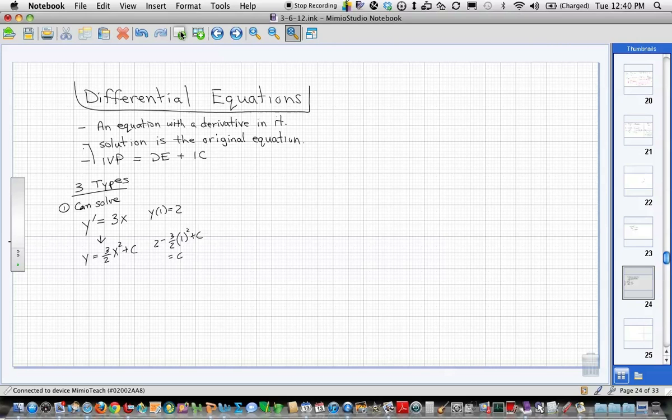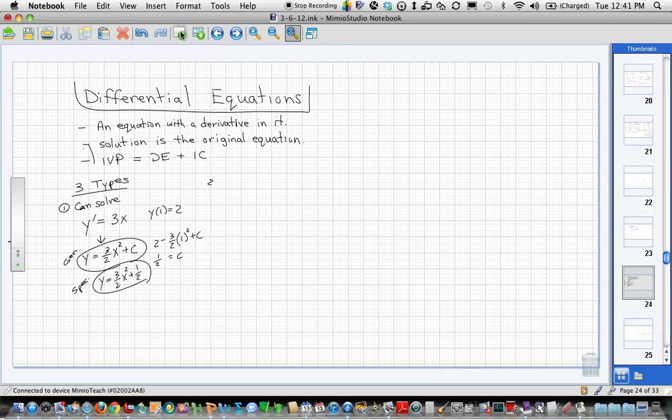2 minus 1.5 would be 1/2. So we would have an equation of y equals 3/2 x squared plus 1/2. Now, we call this a general solution, or a specific solution or a unique solution or whatever. So we have our general solutions. If it was an IVP, if it had an initial condition, we could find the C. Okay. So there were those that we could solve and so forth.